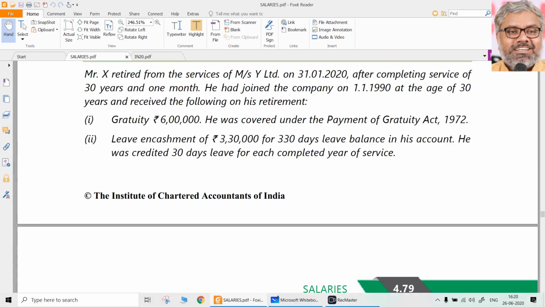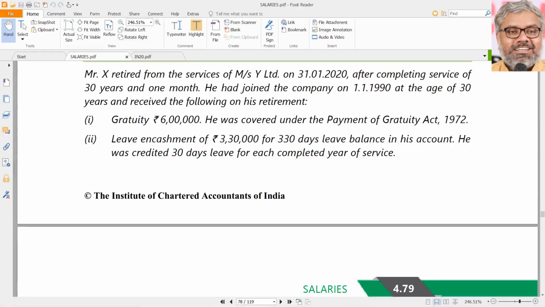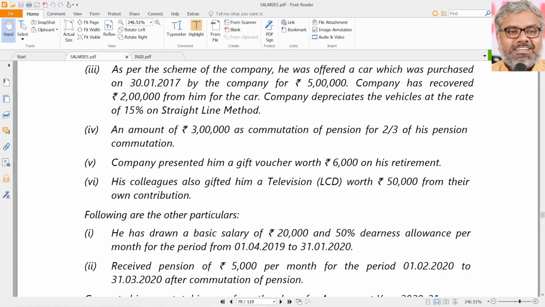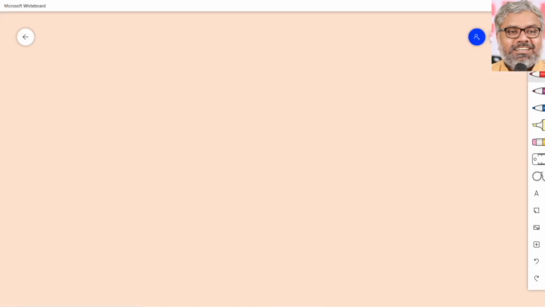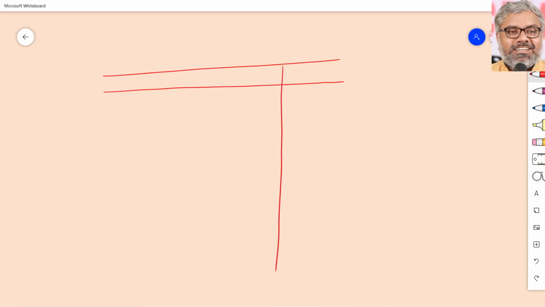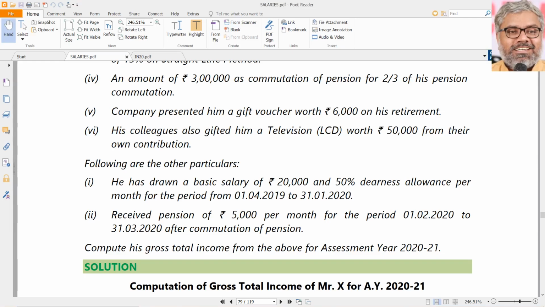As we already know, first of all, there should be a proper heading. What should be the heading? Statement showing computation of whatever is asked. What is asked? Gross total income of who? Mr. X for the assessment year 2020-21. Clearly there should be a heading for sure. Then the statement should definitely contain particulars and amount in rupees. So this is how the statement should look like, and one by one we have to keep on writing the information that is given.